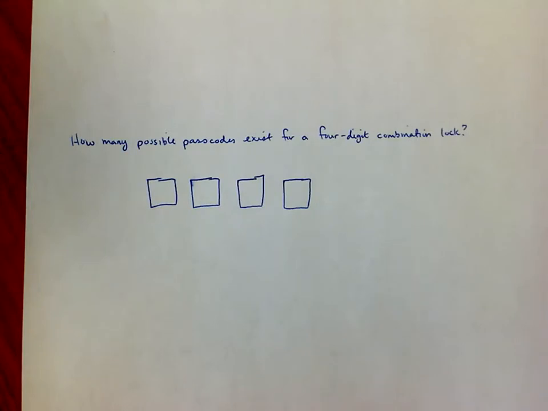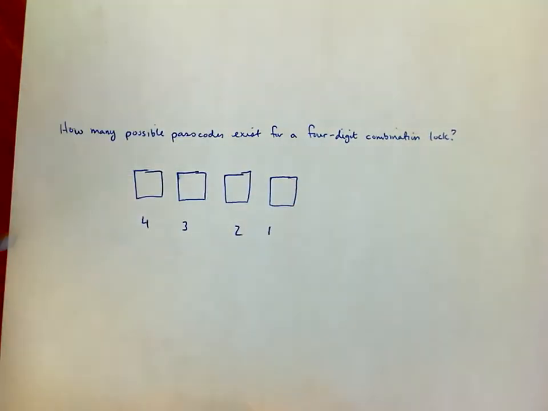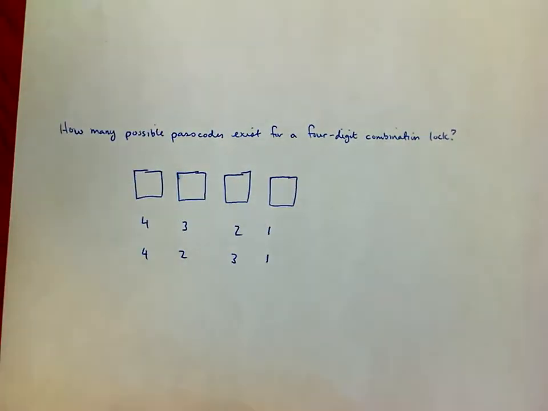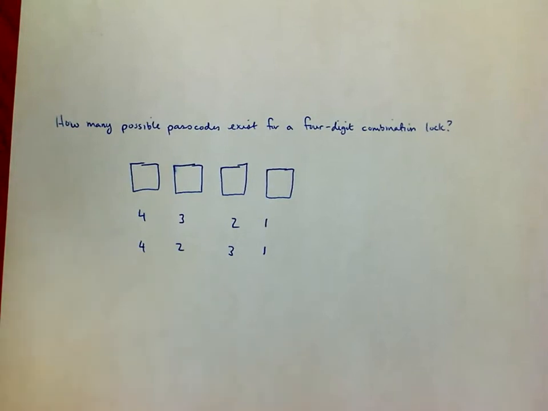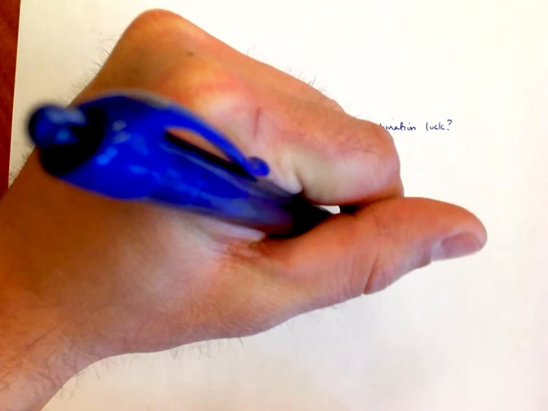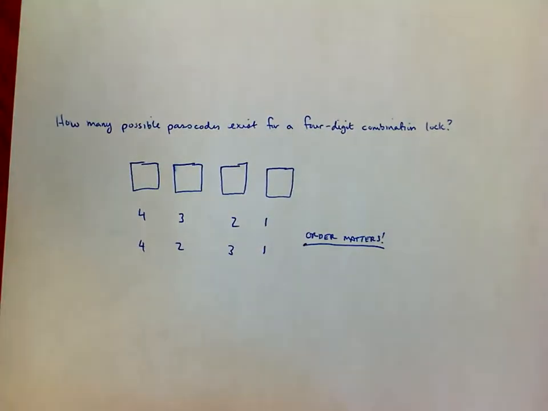The easiest way to do this is to simply look, and by the way, order matters in this, so we have to keep that in mind. This is a great example of a permutation problem, because me typing in 4321 as the possible passcode is different than me typing 4231. One of those might unlock it and the other one won't. So in other words, order matters, and that's going to be a big deal to us. That means it's a permutation problem.